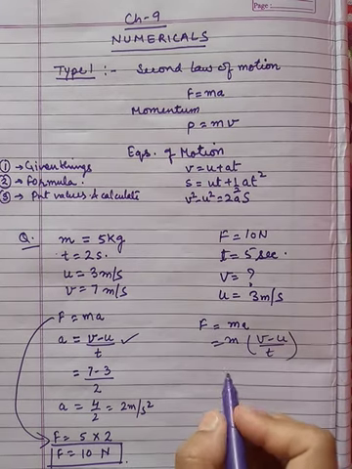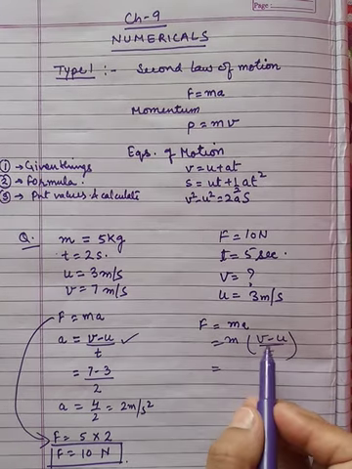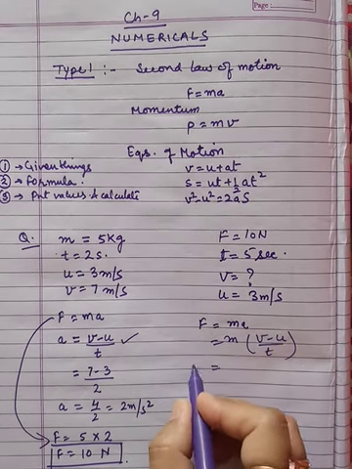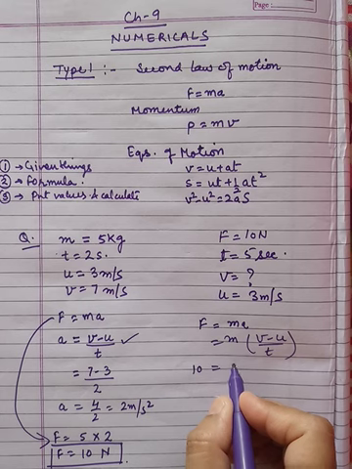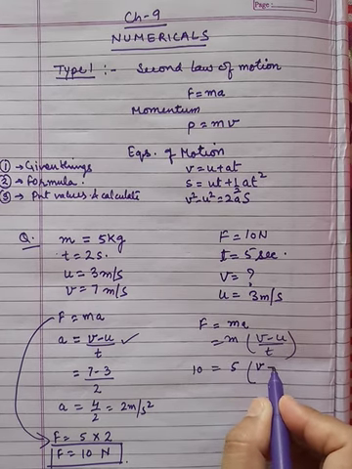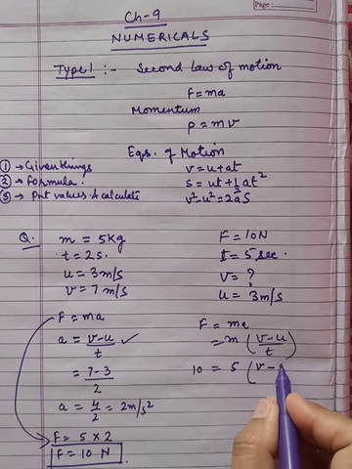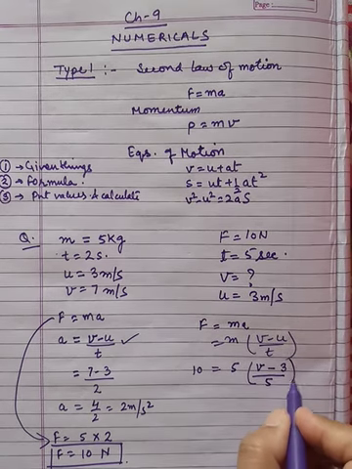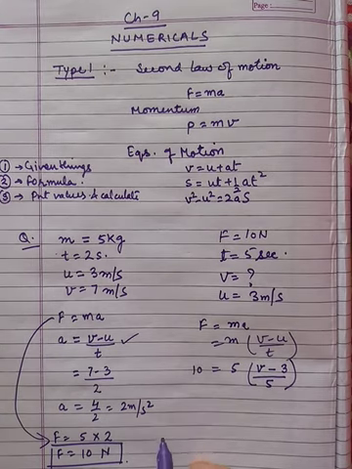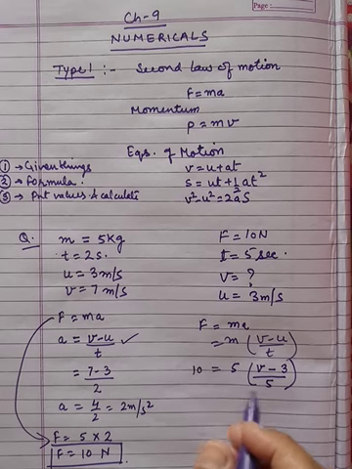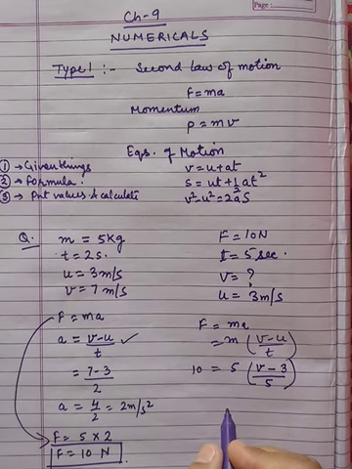So what is it? We have to find out v. We have the value of force, that is 10. We have the value of mass, that is 5. We have to find out v minus, what is the value of u, that is 3, and what is the value of time, that is 5. All the values I have put. The second step, the third step. And then lastly I have to calculate.